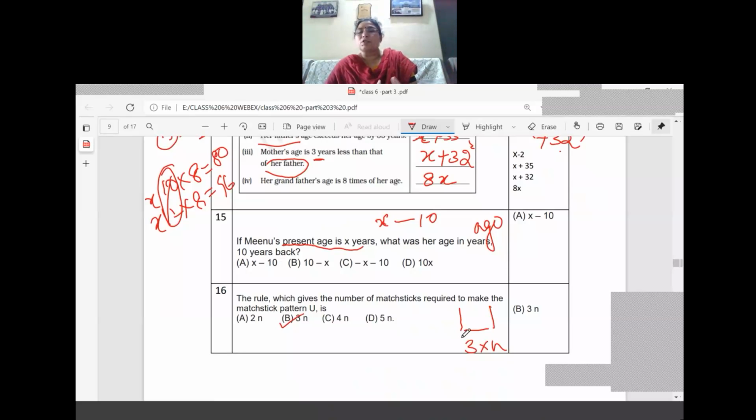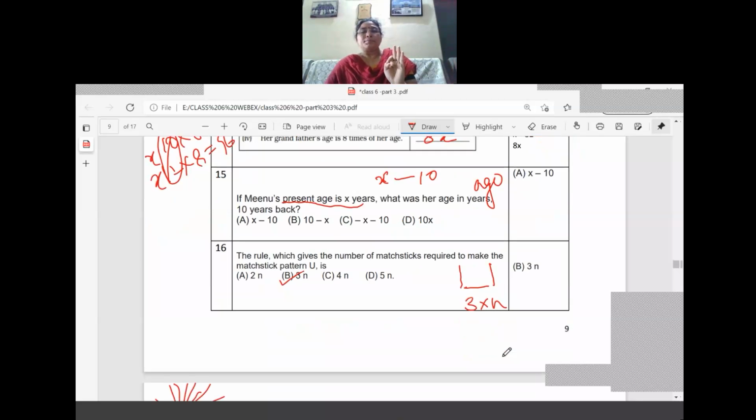Now the same rule, we have already done the matchsticks pattern. This time U is given, so the pattern is 3 into n, because for one U, how many matchsticks are you using? 3. So 3 into n only.